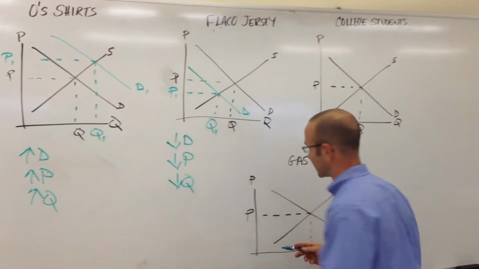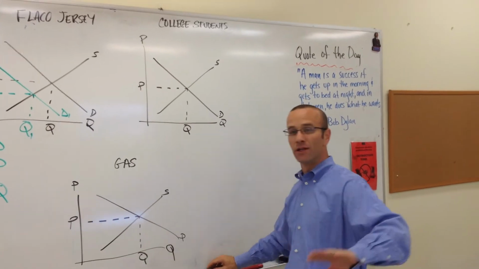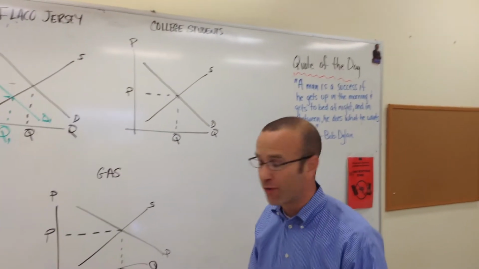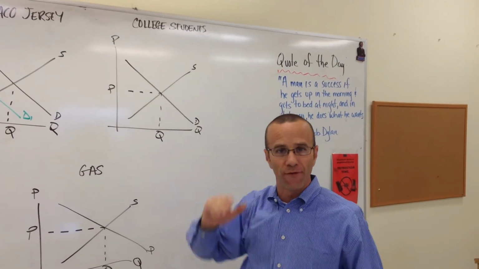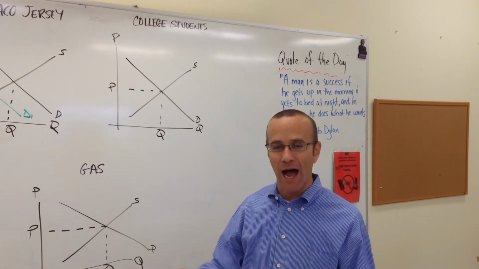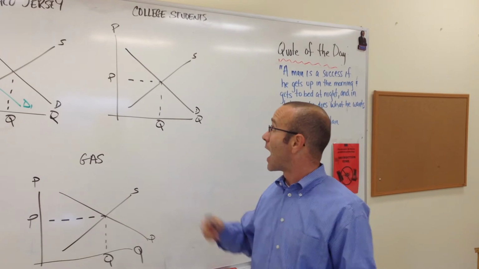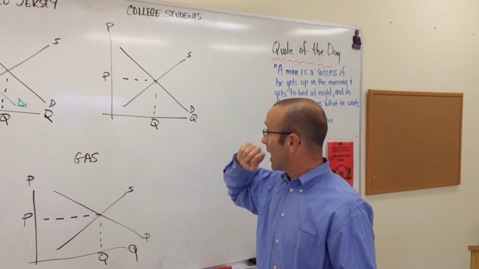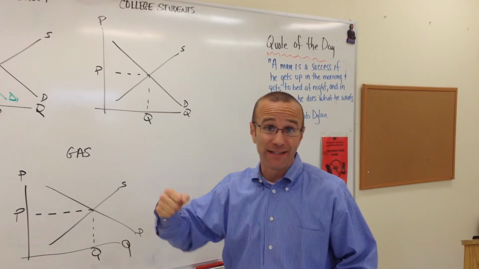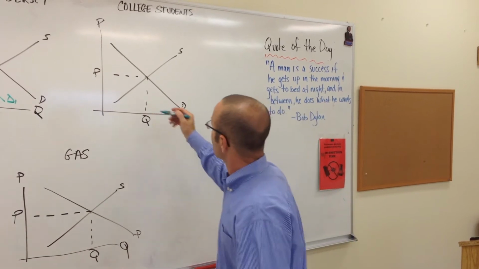Cool. Now, our next example, college students. This is a little bit of a stretch, but it'll work for our thinking. All right, college students are often subsidized by grants and scholarships. Well, what does that do? It lowers the cost of going to college. So, the subsidy increases the supply of college students.